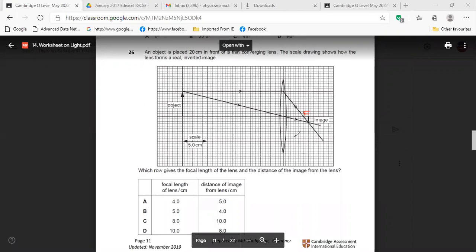Then the distance of the image from the lens. So how much is the distance of the image? It is here, right? From the lens means from the optical center. 5 centimeters. So the answer is A, right?